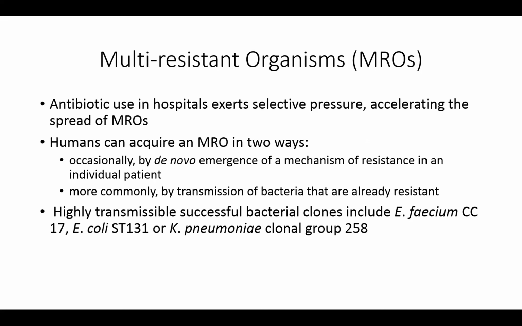With regard to multi-resistant organisms, we know that antibiotic use in hospitals exerts a selective pressure which can accelerate the spread of resistant bacteria. And then humans can acquire multi-resistant bacteria in two different ways. One could be de novo emergence of a mechanism of resistance, but that's actually fairly unusual. But more commonly, it's by transmission of bacteria that are already resistant. And we know of some very successful bacterial clones like E. faecium, E. coli ST131, and some clonal K. pneumoniae groups that have been very successfully transmitted from patient to patient.